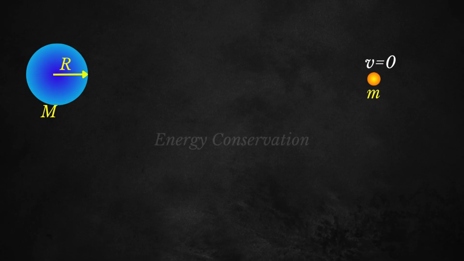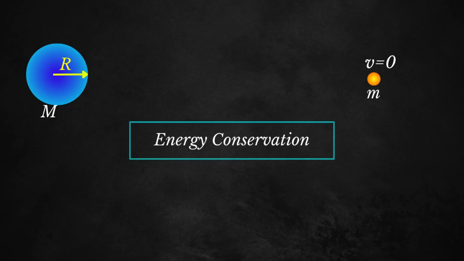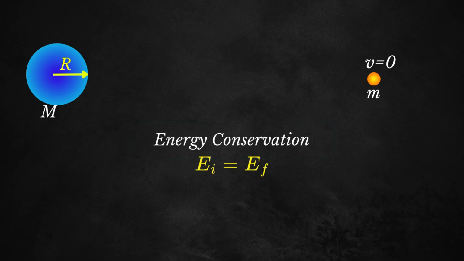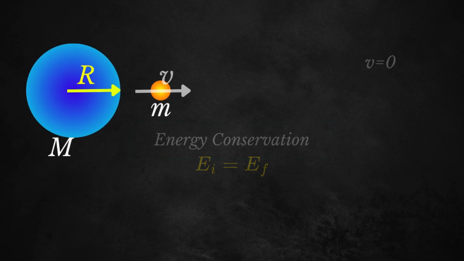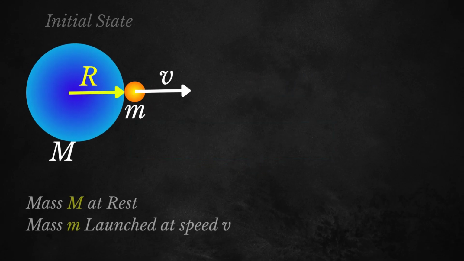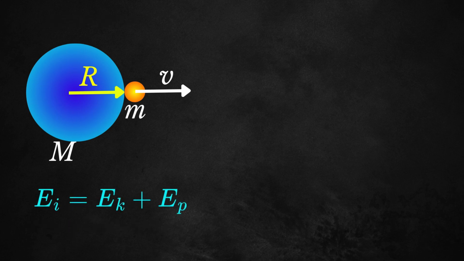So we apply conservation of mechanical energy, which states that the initial mechanical energy of the system equals the final mechanical energy of the system. The total mechanical energy is the sum of kinetic energy and gravitational potential energy.